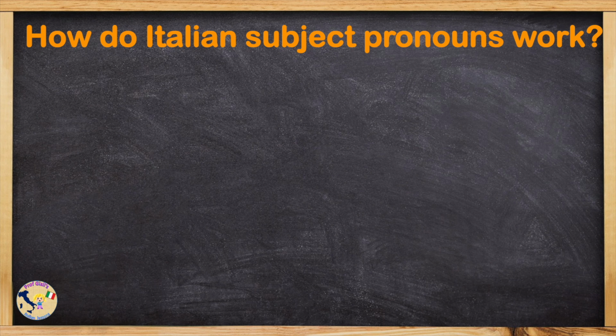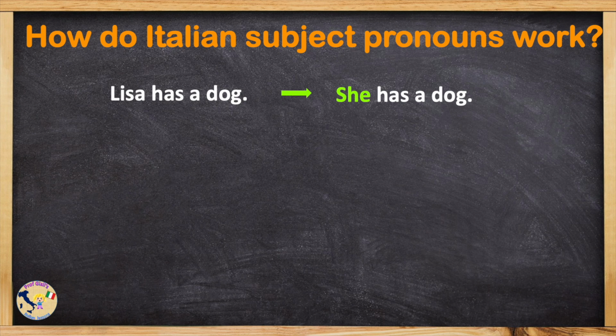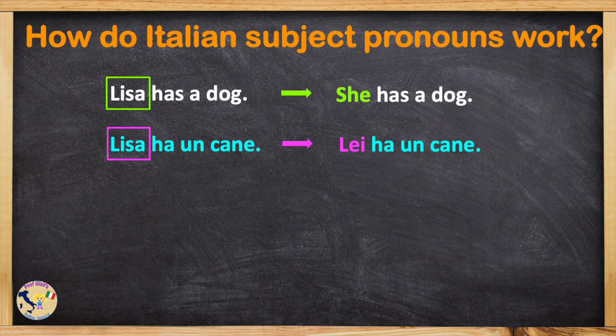To explain how Italian subject pronouns work within a sentence, let's compare them with English subject pronouns. So to give an example, in English, the sentence Lisa has a dog can be rewritten as she has a dog, where she is the third-person singular subject pronoun, which replaces the name of the subject, Lisa. In Italian, subject pronouns work in the same way. Using the same sentence, we can say Lisa ha un cane, or replace the name of the subject, Lisa, with the equivalent subject pronoun lei. So we can say lei ha un cane.